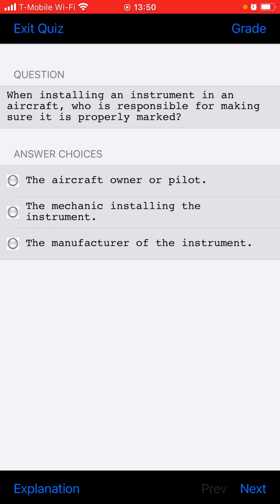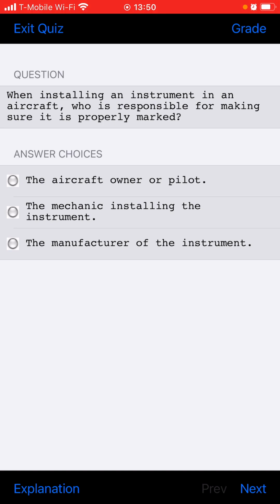Where do you find the regulation that specifies the operating condition that makes a 100-hour inspection mandatory? The FAR Part 91.